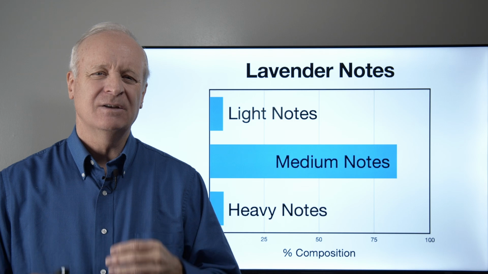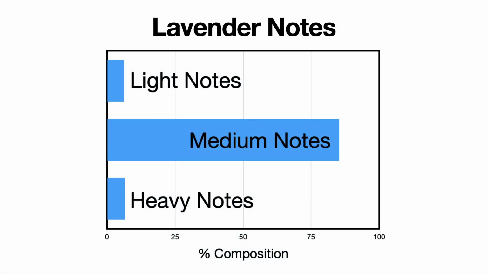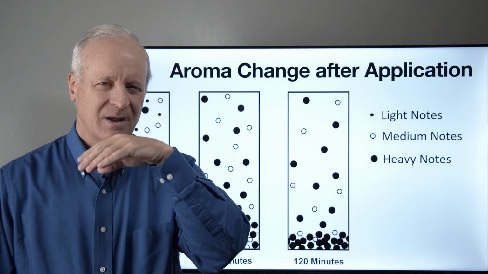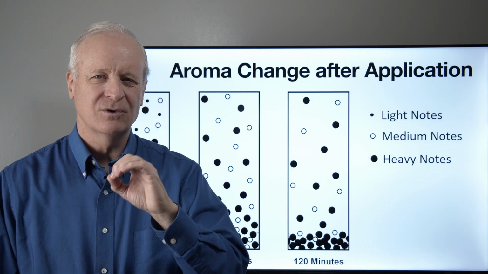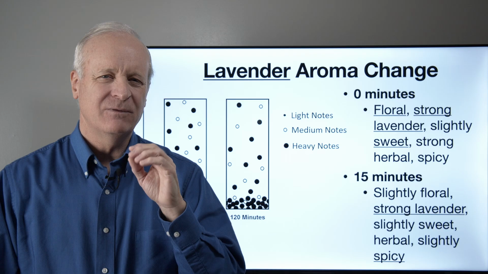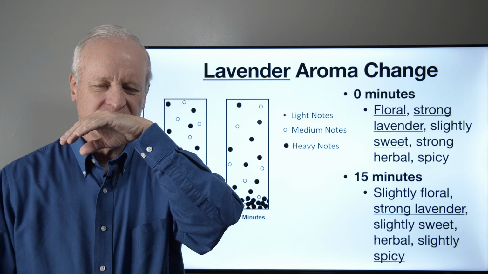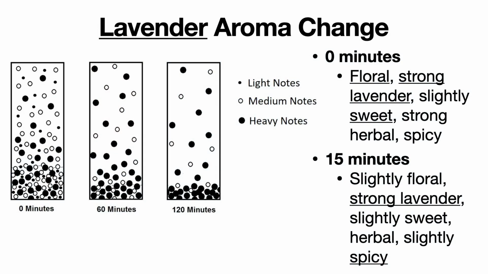Now, let's look at an example of lavender essential oil. It's dominated by medium note aromas. So when you put lavender on your skin, you're going to smell those medium notes. Now, the medium notes in this case are the open circles. That's what you smell first. So when you put a drop of lavender on your skin, you say it smells floral, strongly lavender, slightly sweet, strong herbal, and also a little spicy. That's from all the essential oil notes that make up lavender.